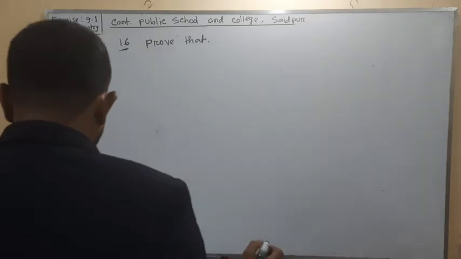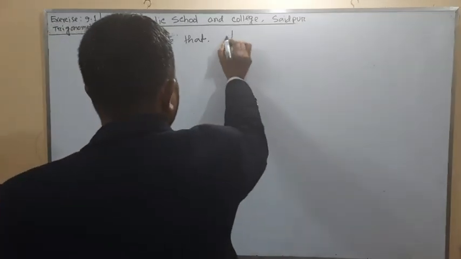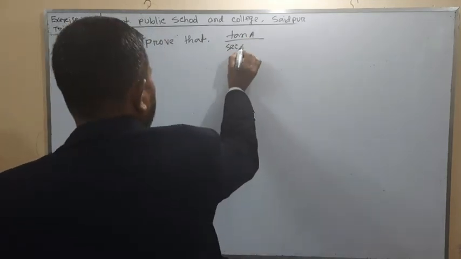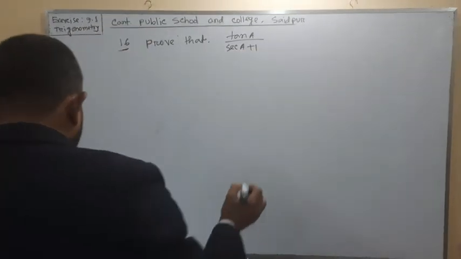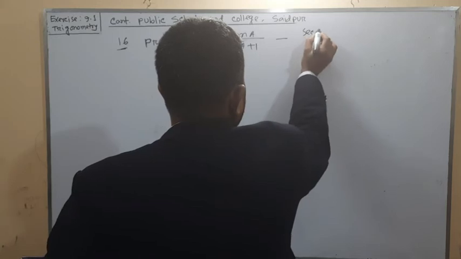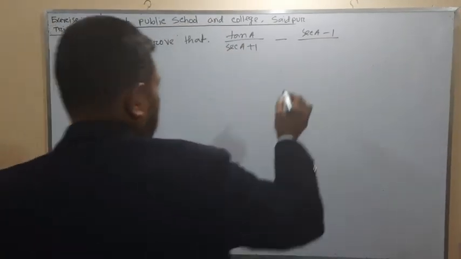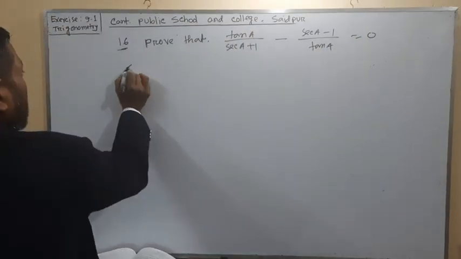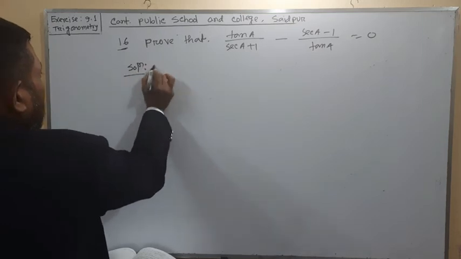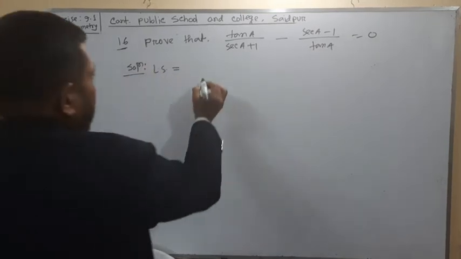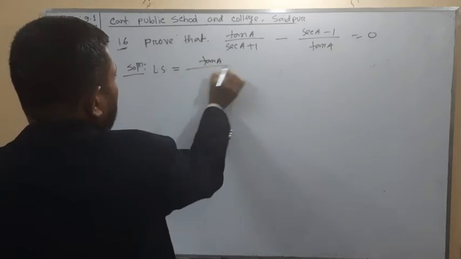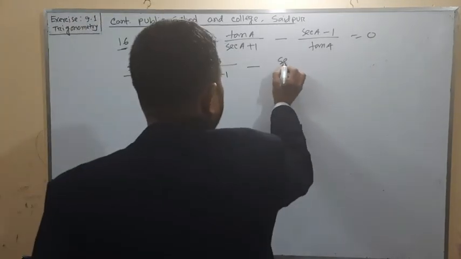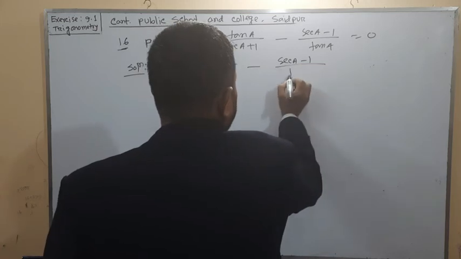Prove that tan A divided by sec A plus 1 minus sec A minus 1 divided by tan A is equal to 0. Okay, left side: tan A divided by sec A plus 1 minus sec A minus 1 divided by tan A.